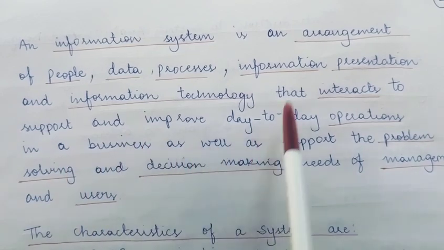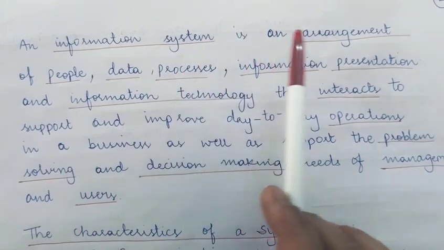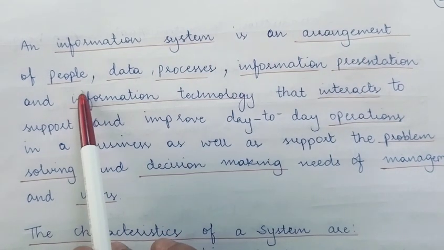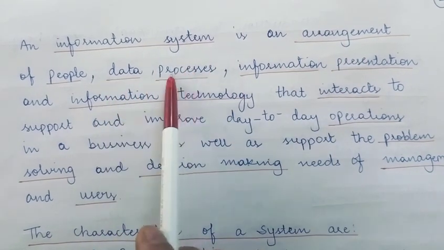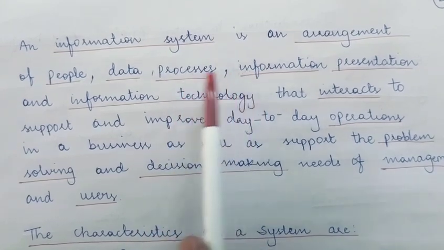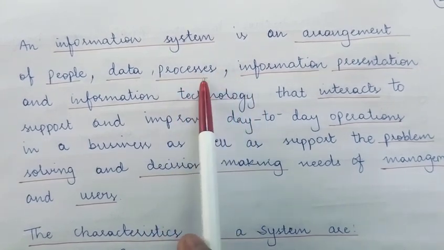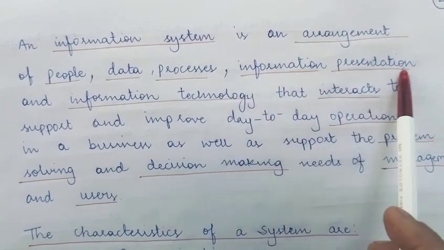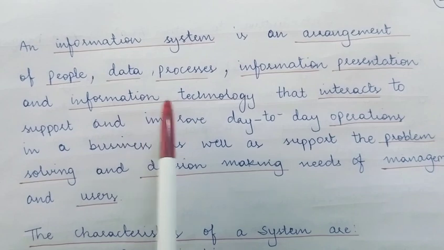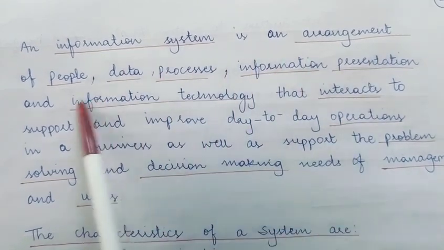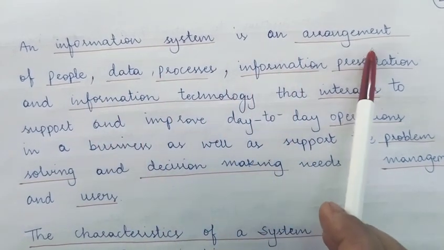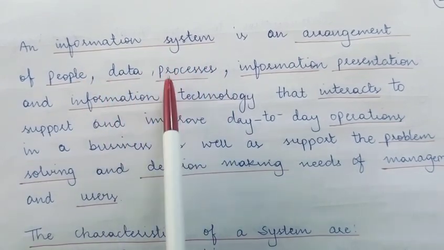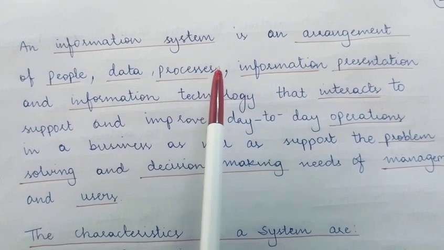So that means all these components of the information system are arranged in a specific order. The order is such that people would come first, then data, then that data would be processed, and after the processing we would get information, which would be presented in the form of information presentation with the help of information technology. All these components have to be arranged in a specific order. If the ordering is not proper, these components cannot function properly.